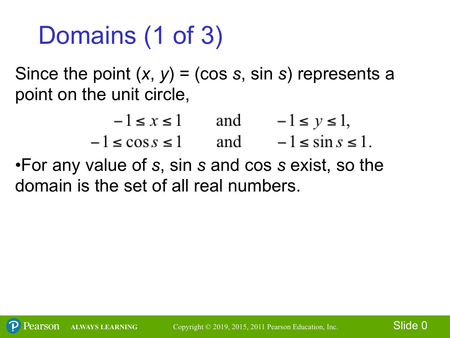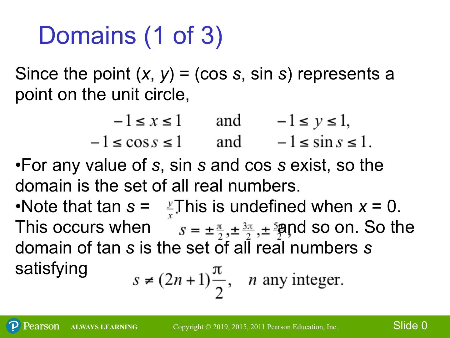So you can see that for any value of s, the cosine and sine are going to exist, so our domain will be all real numbers. Now for tangent, remember, it is really equal to y divided by x. So with that being said, I know that tangent is not going to be valid or defined at values of x that are equal to 0.